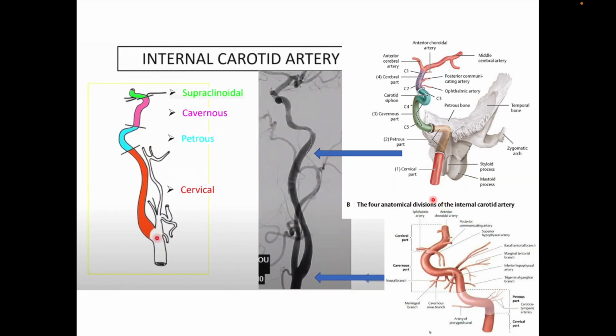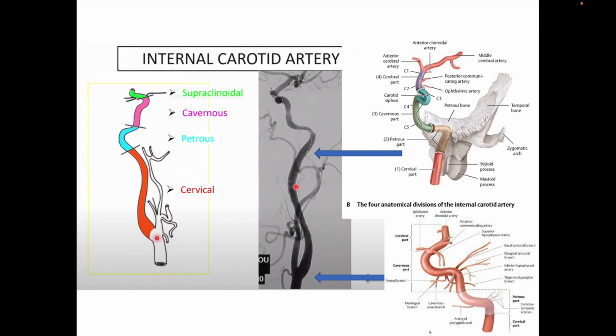Internal carotid artery then has four segments as depicted here with colors: cervical, petrous, cavernous, and supraclinoid. Between these two blue arrows, you can see that this is the cervical segment of the internal carotid artery, this is the straighter segment, and this is the segment which is mainly dealt with during carotid intervention. If it comes to stroke intervention, then we have to go beyond these segments and go into the cerebral circulation. But for carotid intervention, this cervical segment, which is the straighter segment, is what we deal with.